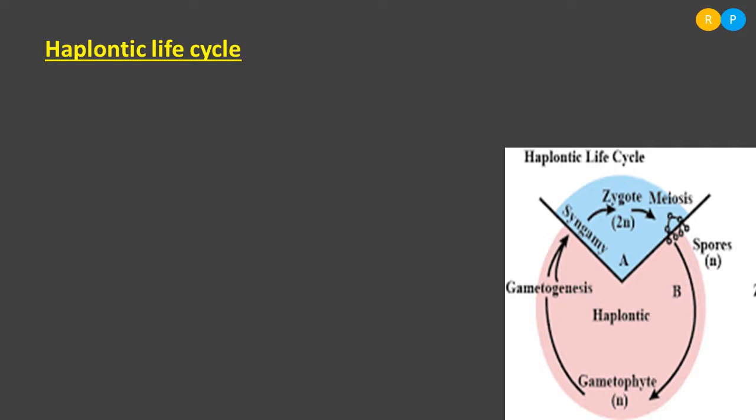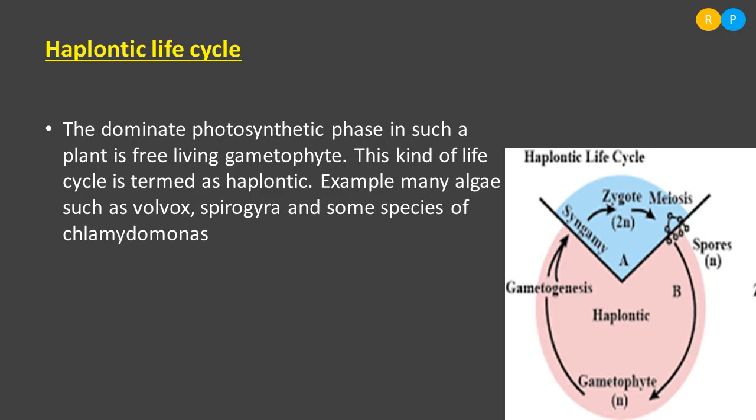Which plant shows the haplontic life cycle? The best example is algae. Most of the algae, we have exception cases, but most of the algae show the haplontic life cycle. That means their dominant phase is the haploid phase. Clear? The dominant photosynthetic phase in such a plant is the free living gametophyte. The gametophytic plant here is photosynthetic and the dominant phase. That means it can prepare its own food material, and that is a free living existence of the plant. This kind of life cycle is termed the haplontic life cycle.